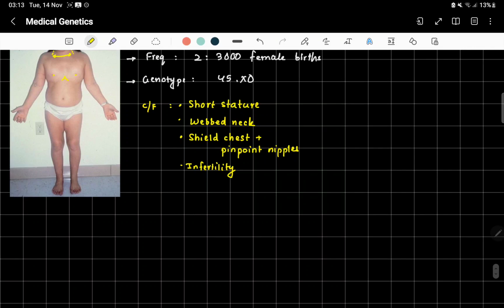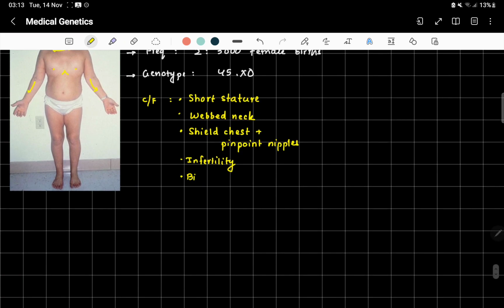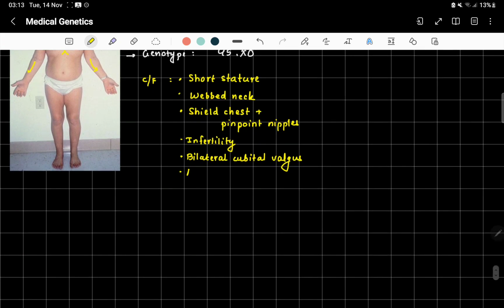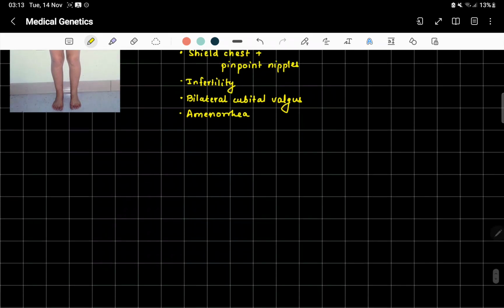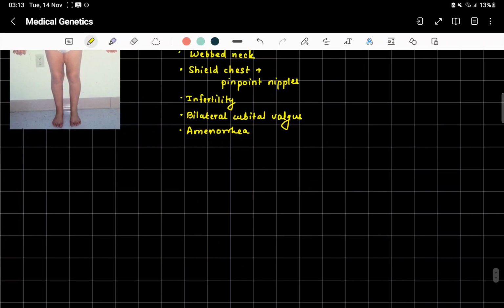And bilateral cubital valgus will be there. Cubital valgus, the hands are abnormally bent. This will be there. And there will be amenorrhea. Understood? So after Turner syndrome we finish our syndromes.